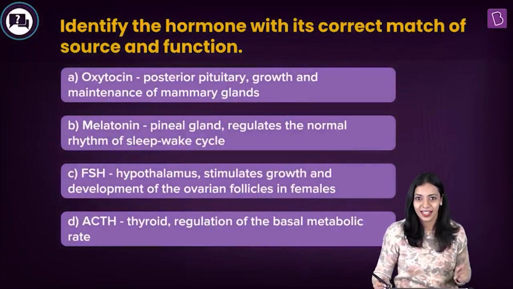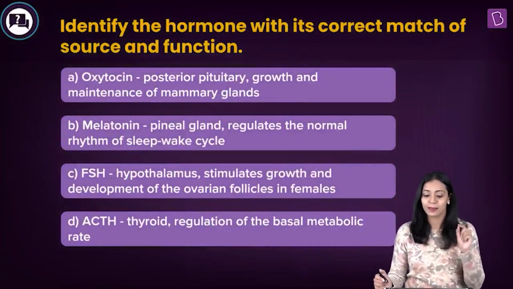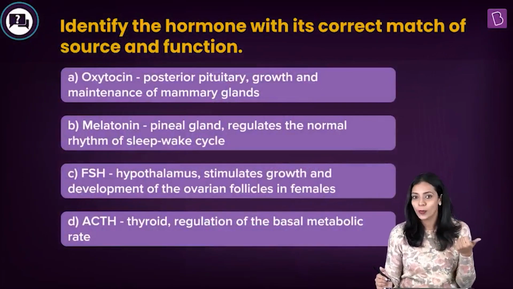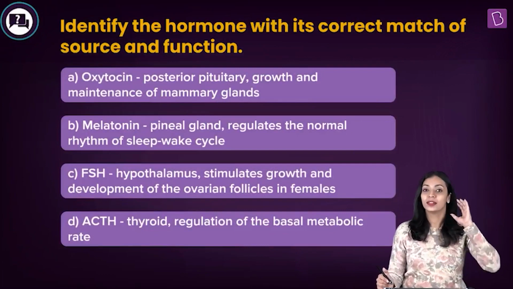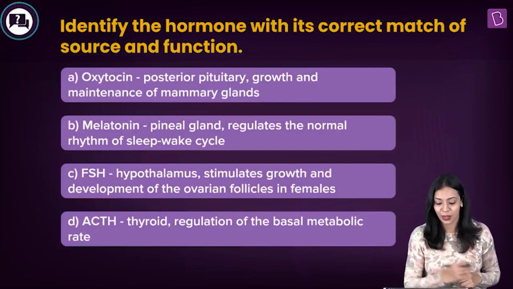Now this is a very interesting question. Identify the hormone with its correct matching of source and function. So in the options, there's the name of a hormone given, its source given and its function given, and we have to find out the hormone which is correctly matched with its source as well as its function. Now let's look at the options.